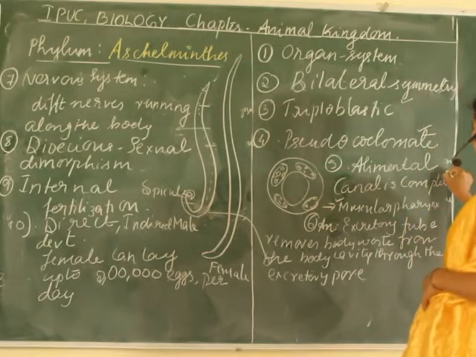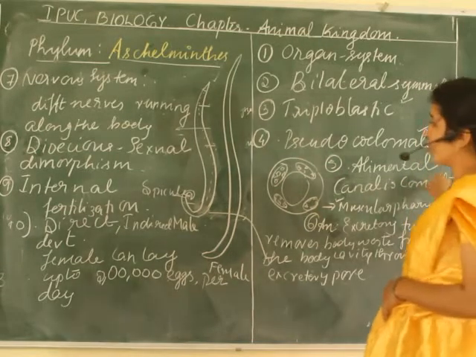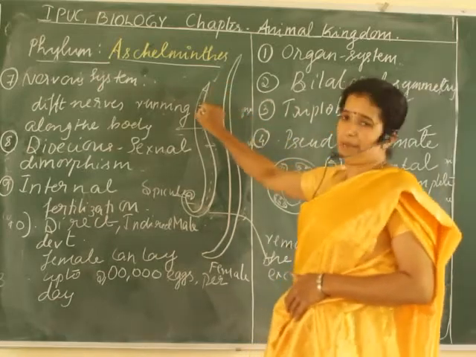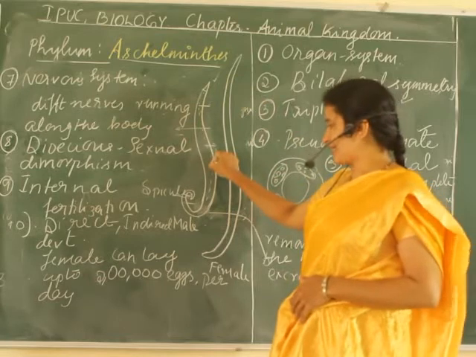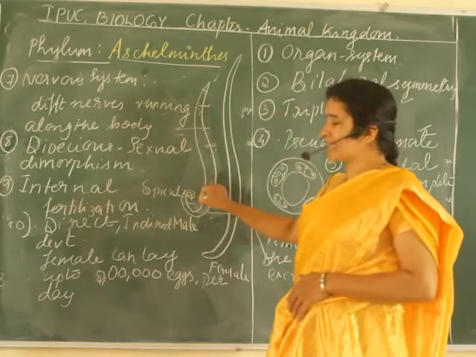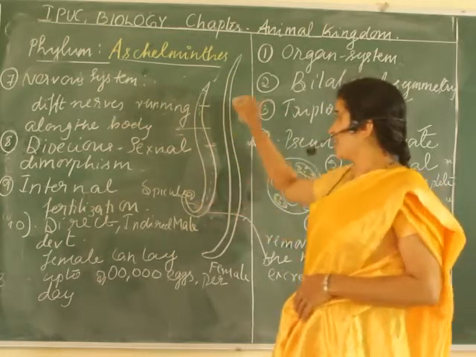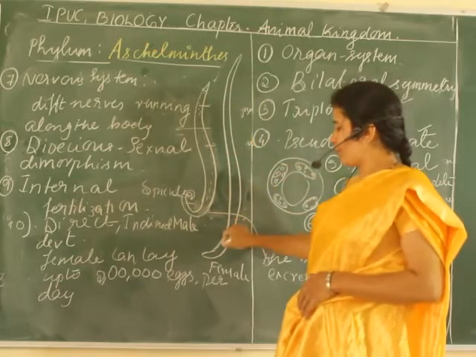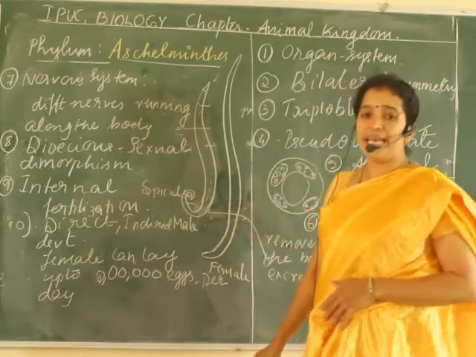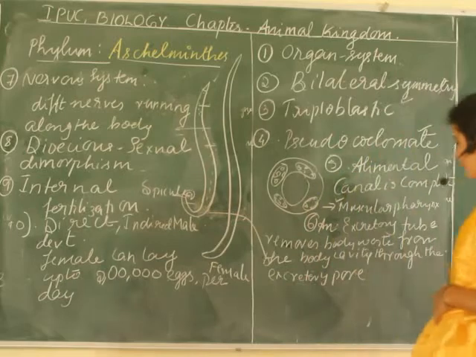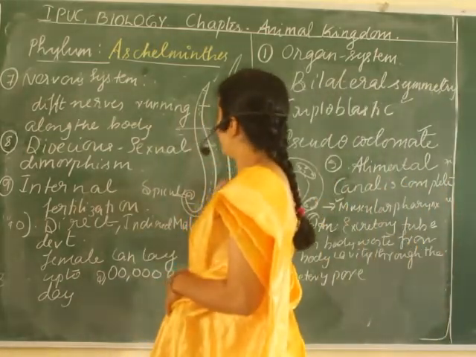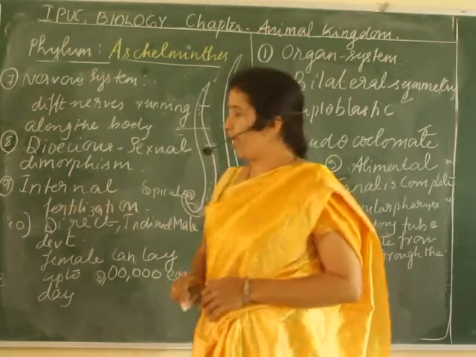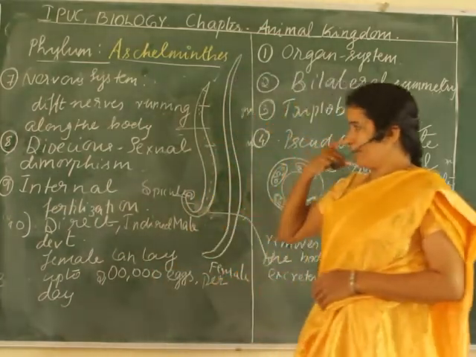Then the alimentary canal is complete with the mouth, then there is a highly muscular pharynx and then a highly muscular intestine, and there is an excretory tube which removes all the waste from the body through an excretory pore. Then their nervous system: different nerves run all along their body.